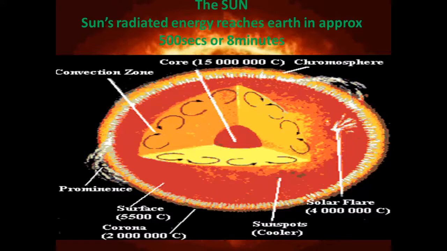So the logic behind telling you this slide was that you must know that corona, although it is the outermost layer of the sun, still it has a lot of temperature, 2 million degrees centigrade. Okay, and the core of the sun has the highest temperature, that is 15 million degrees centigrade, because fusion reaction is actually taking place at that place.